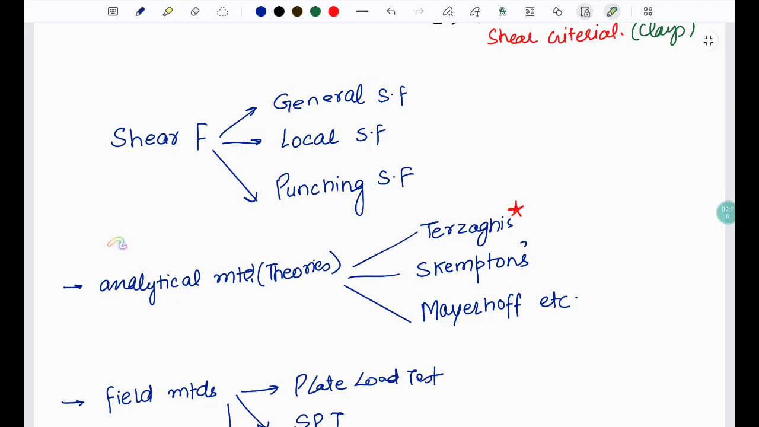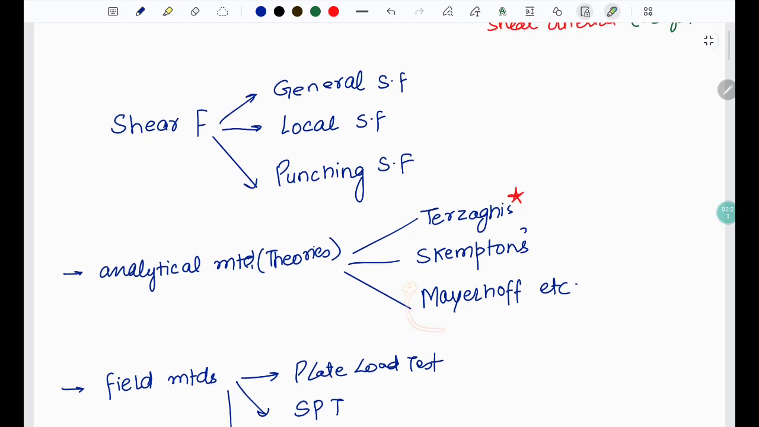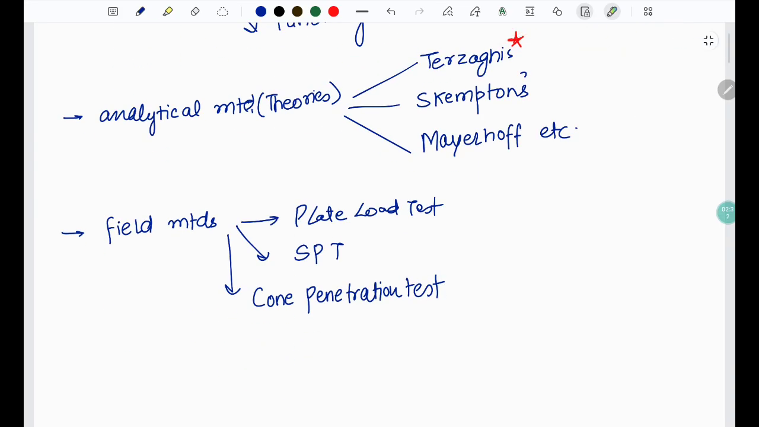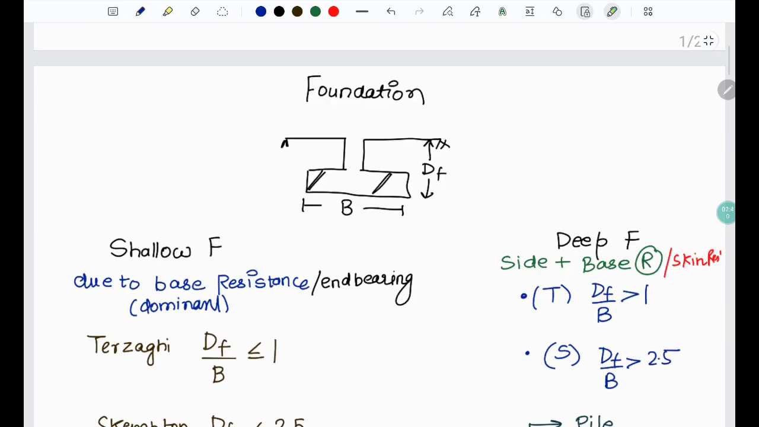One is the analytical method, for which we have theories such as Terzaghi's bearing capacity theory, we have Skempton's theory, we have Meyerhof, and then there is the IS code method also, which is actually a modification of Meyerhof only. You know the formula cNc plus qNq plus 0.5 B gamma N gamma, that comes in Terzaghi. Now there are field methods also, that is plate load test, then we have standard penetration test, then we have cone penetration test. We'll also see it again in the next video.